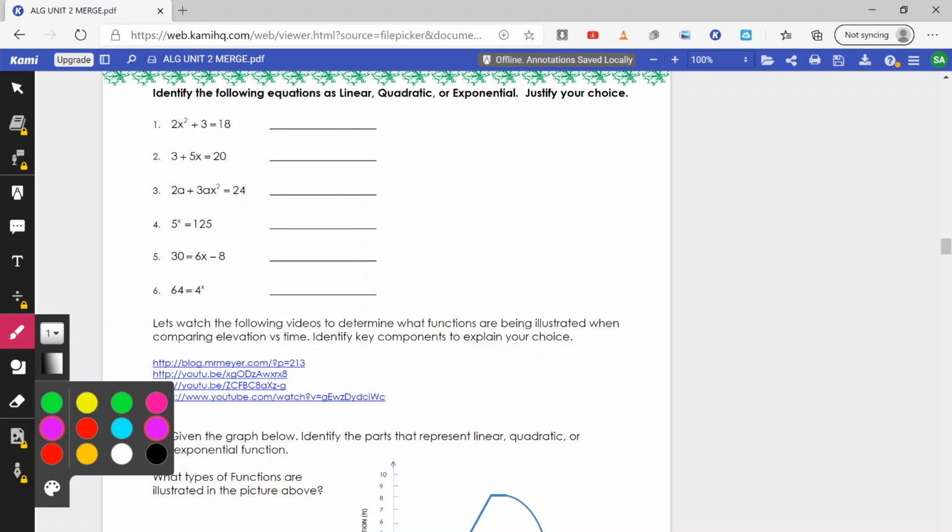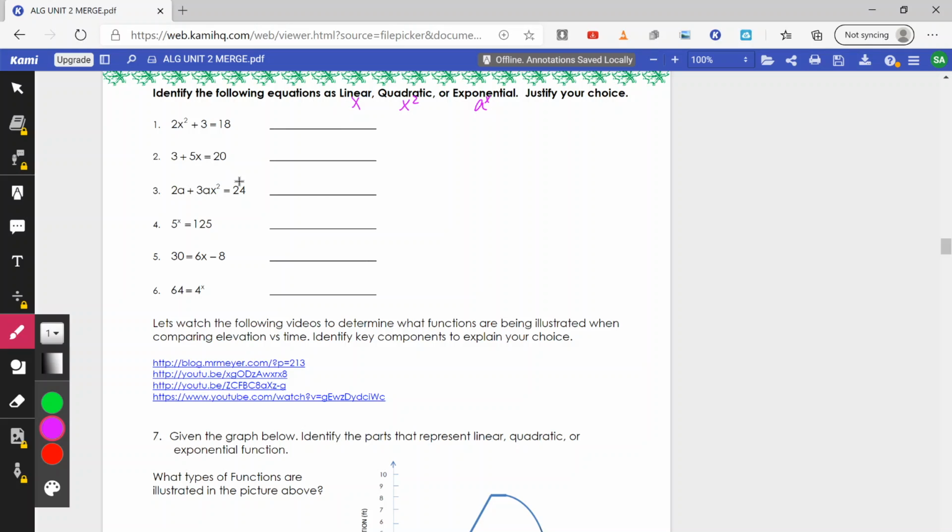It doesn't matter what the equation looks like. As long as we look at our value of x, we can determine what it is. Linear, again, is just x. X squared is quadratic, and exponential is some number raised to the power of x. So we have to see what's inside.